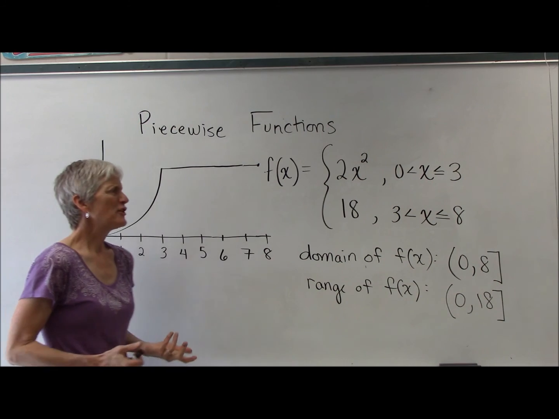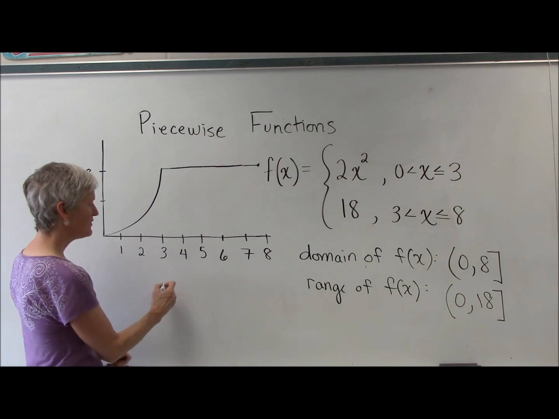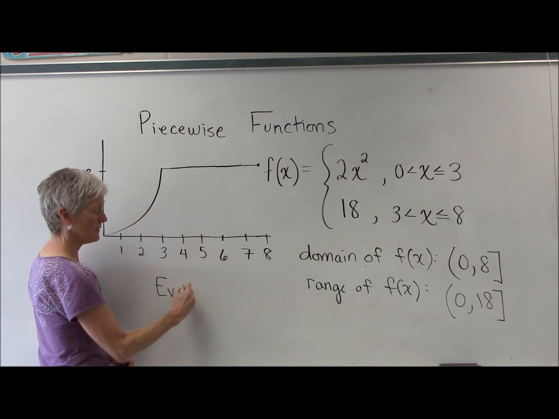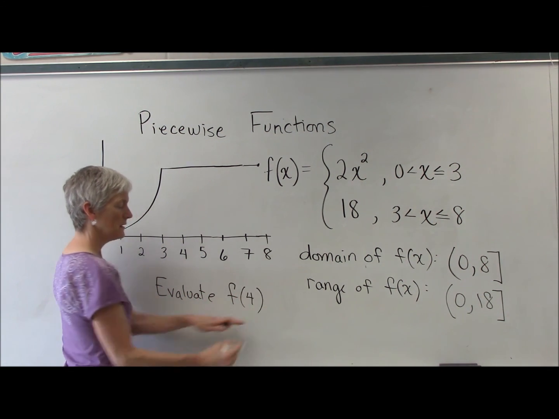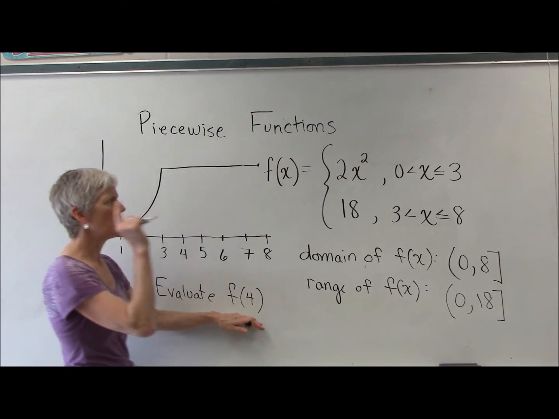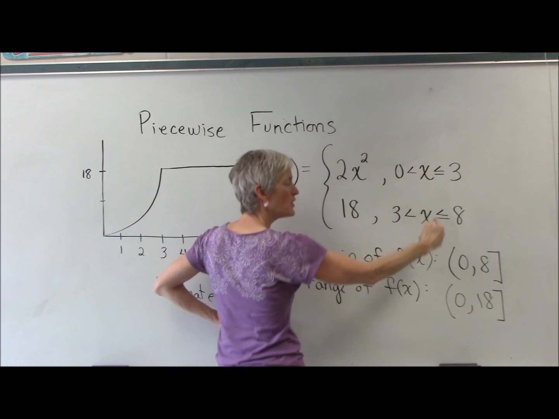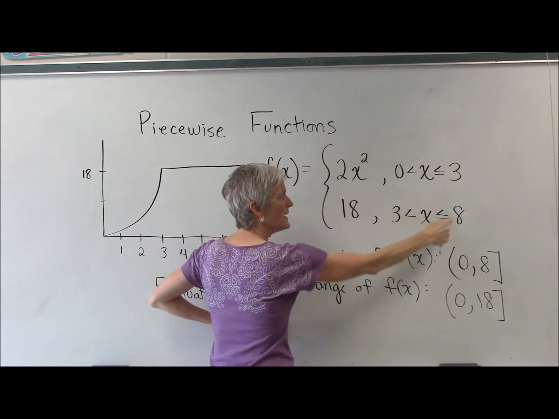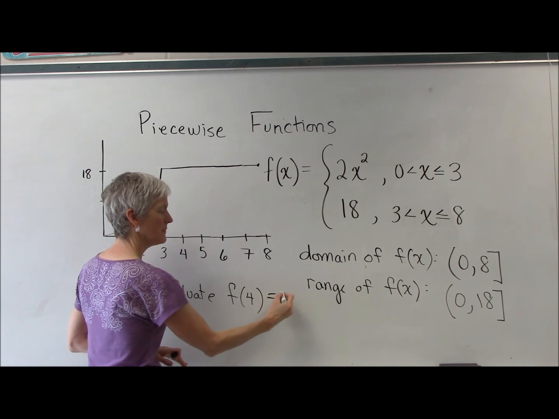Okay? I could evaluate this function. So, for example, if I wanted to evaluate f of 4, I'd say, okay, let's see, do I go to this piece? No, because my x is 4. I have to go to this piece. All right, so when x is 4, my y is 18.